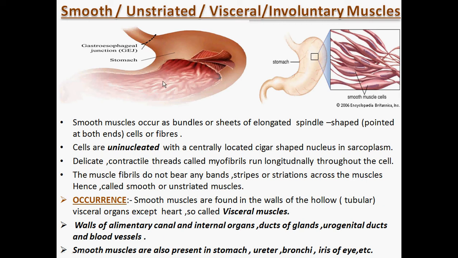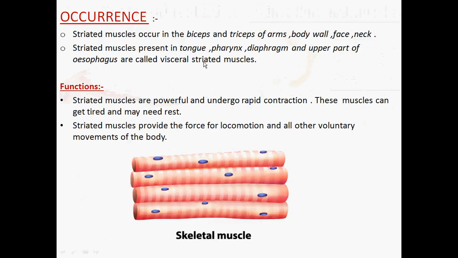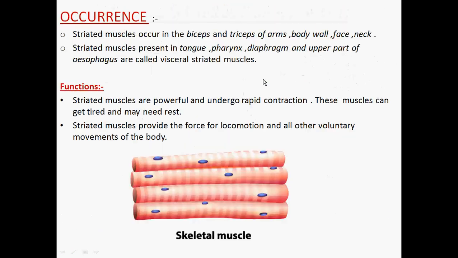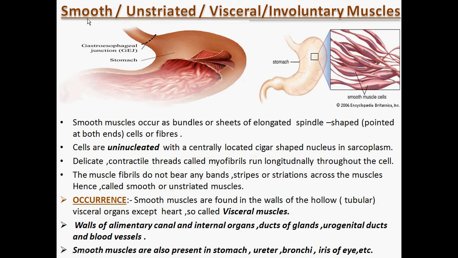We were studying about the muscular tissues. Based on that, there were three types of muscular tissues. First one was the striated, skeletal or voluntary muscular tissue. The second one is the smooth, or we can call it unstriated, visceral, or involuntary muscular tissue.